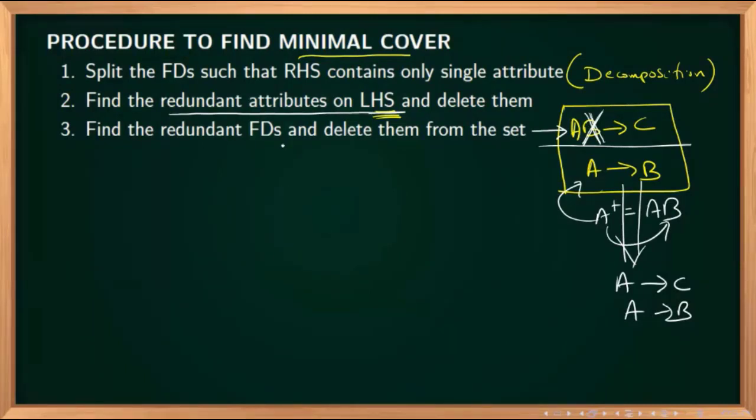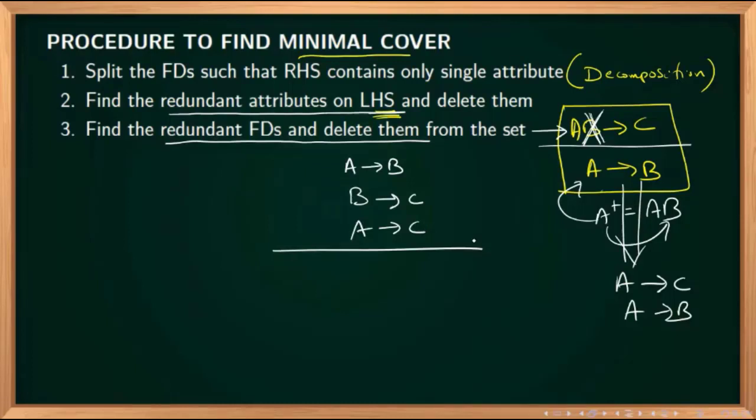Now the next, the third one, is to find the redundant functional dependencies and delete them. In what ways can it come? You see, A determines B is there, B to C is there, and A to C is there. Is there anything redundant? Can you type the answer? A to C is there.